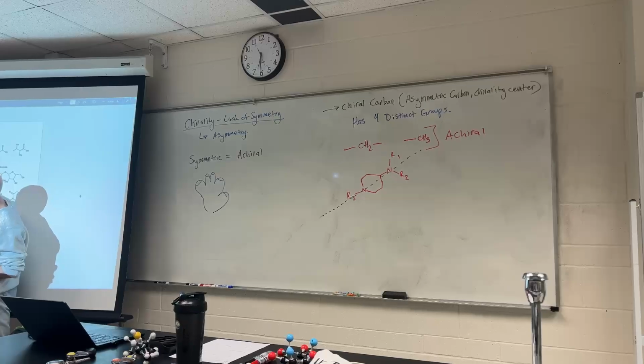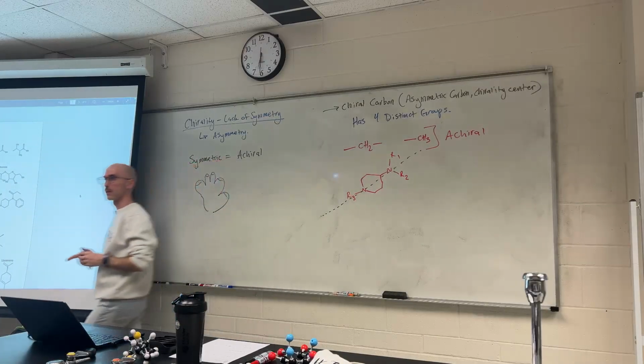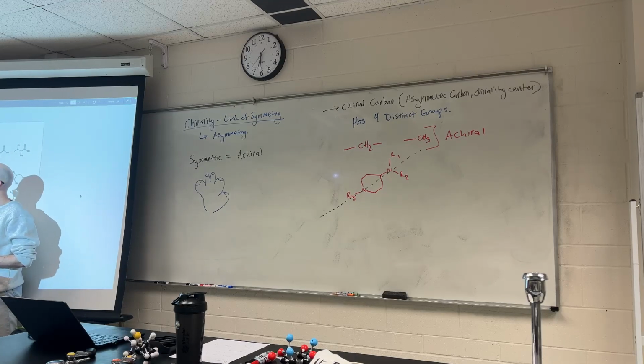All right, here's a fun one. CH2, achiral. It has 2 hydrogens. CH2, achiral. CH and 3 very different parts of different rings, chiral.